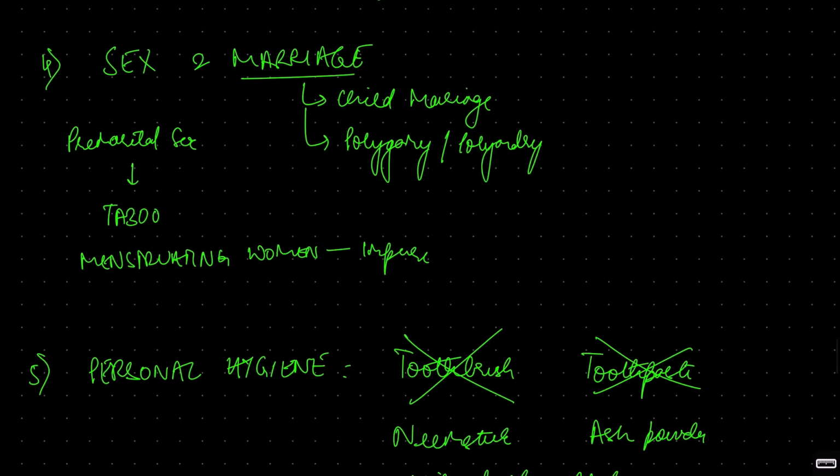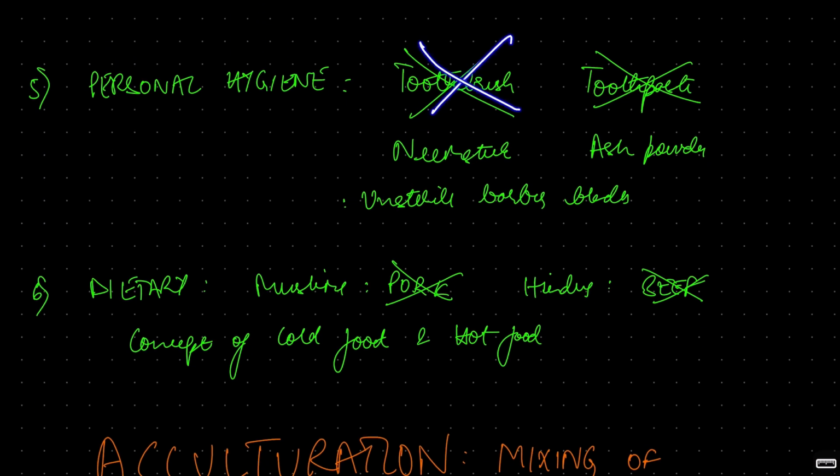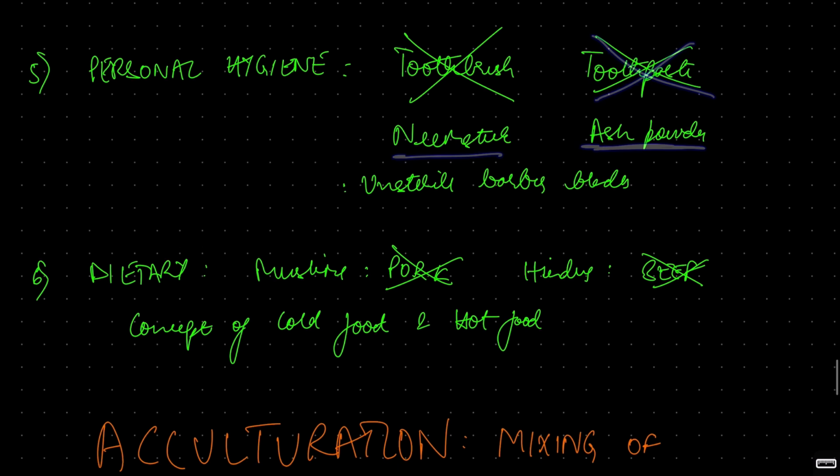Regarding sex and marriage, there is a custom of child marriage in some communities, polygamy versus polyandry in some communities, premarital sexual intercourse is considered taboo in some communities, and menstruating women are considered impure. They are not allowed to enter temples and pray in temples. That is in menstruating women. Lastly, coming to personal hygiene, some people don't use a toothbrush, they'll use a neem stick, they won't use toothpaste, they'll use ash powder, and some barbers will not sterilize the blades and the scissors. These are all some cultural practices regarding personal hygiene.